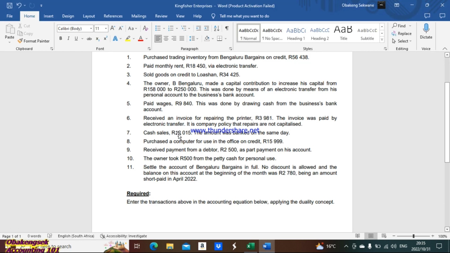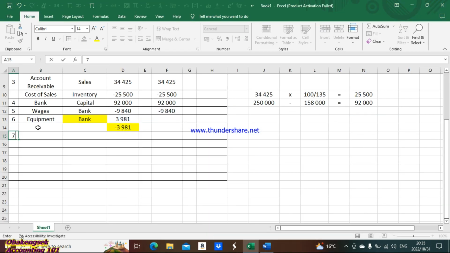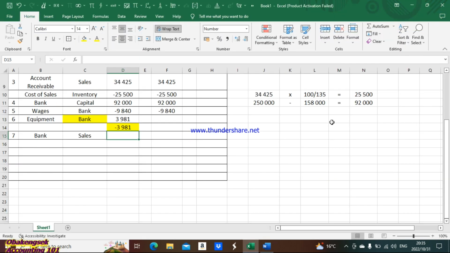So then we have number 7, cash sales 12,015. The amount was banked on the same day. So we're going to do the same thing that we did at number 3. The only difference is that instead of accounts receivable, we're going to have bank and then sales. The amount was 12,015. Bank is an asset, we all know that. As I said, sales is an equity.